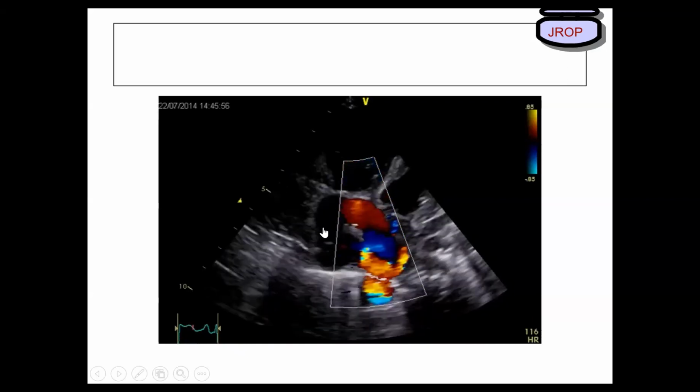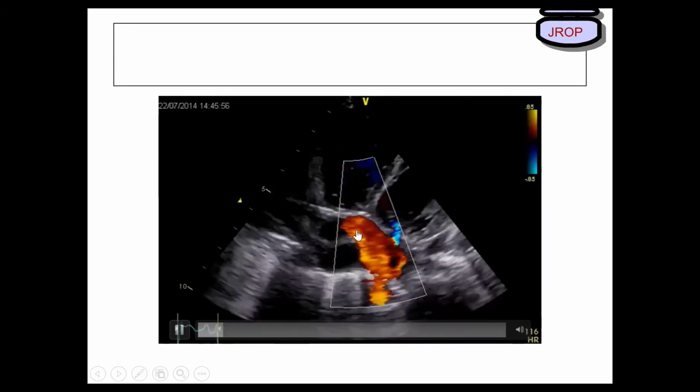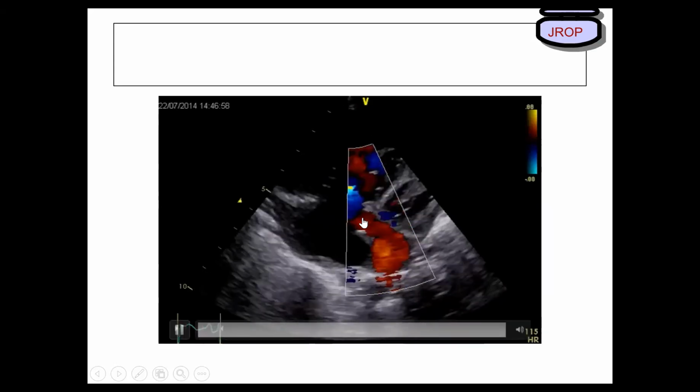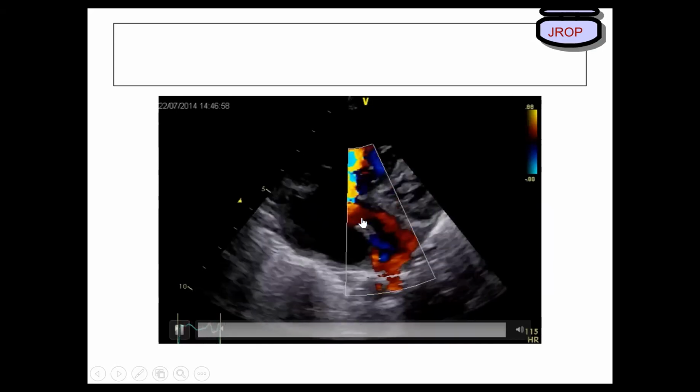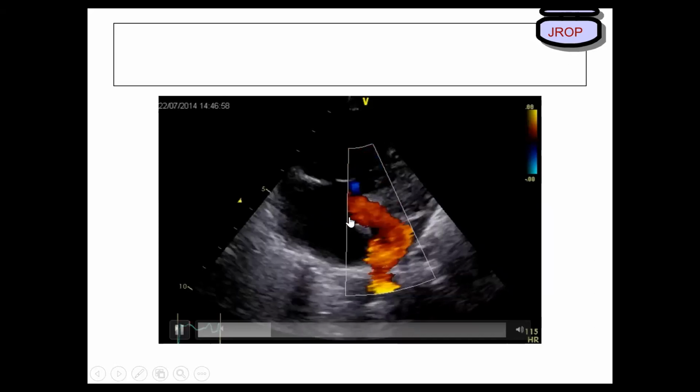Now look at the colors. You'll be able to see much better. Here is the MR jet. Don't confuse it with the MR jet. This is pulmonic venous drainage. All four veins are draining into this common chamber, which is draining into RA. Now look very carefully. There is an atrial septal defect out here. Not atrial septal defect. This conduit is draining into RA.